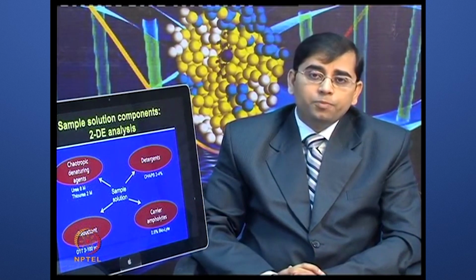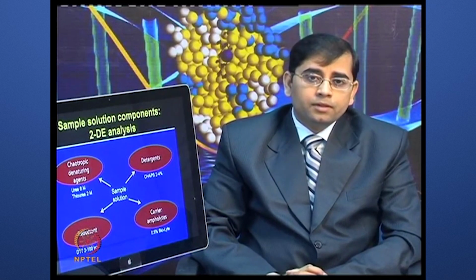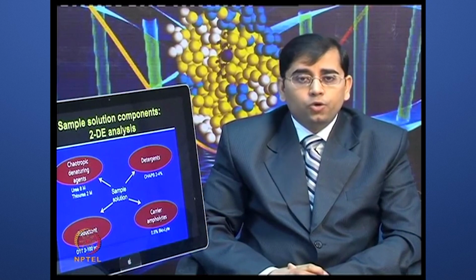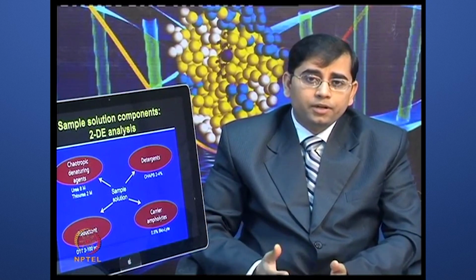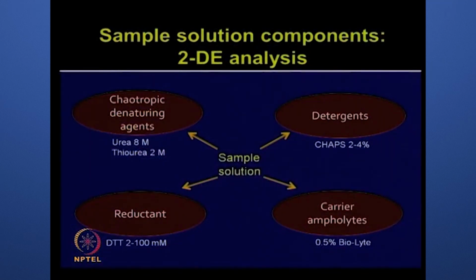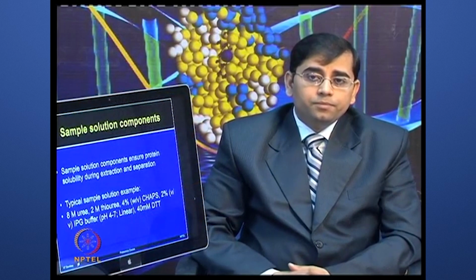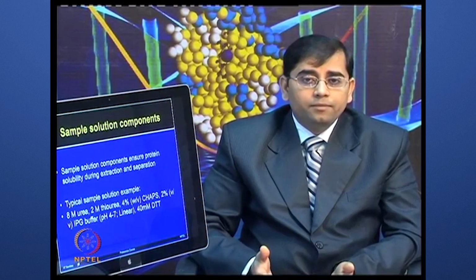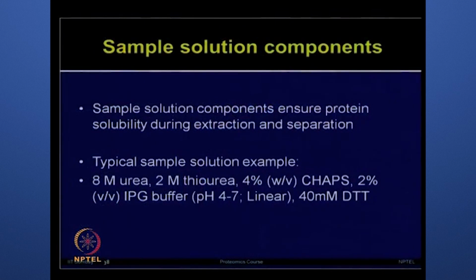So, if your aim is to perform a two-dimensional electrophoresis experiment, the sample solution involves chaotropic denaturing agents such as urea 8 molar, thiourea 2 molar. Detergents such as CHAPS are most commonly used. It could be between 2 to 4%. Commonly used reductants include DTT or beta mercaptoethanol 2 to 100 millimolar and carrier ampholytes in the concentration of 0.5% of Biolyte. So, the sample solution components ensure that the protein solubility is good during the extraction and protein separation.